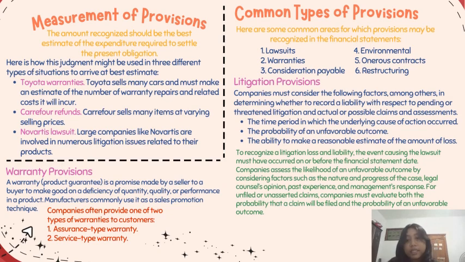And the second one is warranty provision. A warranty, like a product warranty, is a promise made by a seller to a buyer to make good any deficiency of quantity, quality, or performance in a product. Manufacturers commonly use it as a sales promotion technique. The companies often provide one of two types of warranties to customers. The first one is assurance type warranty and the second one is service type warranty.